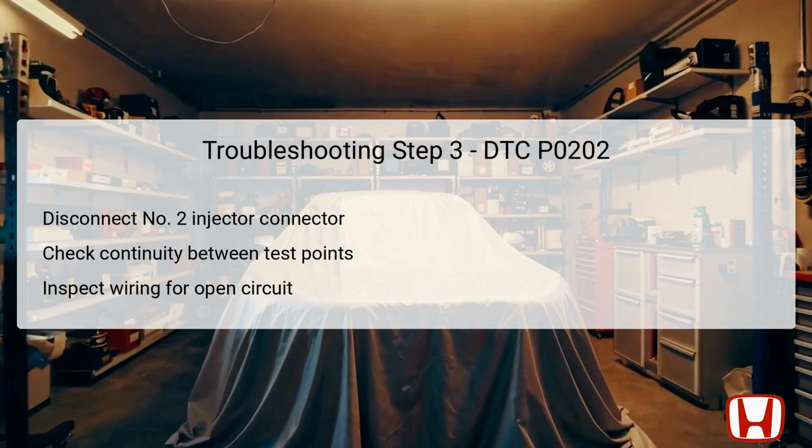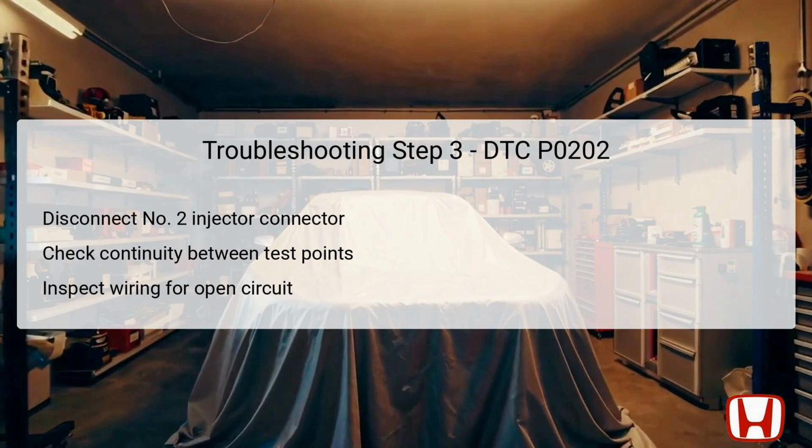In the third troubleshooting step, the focus narrows down to the number 2 injector itself. Begin by disconnecting the number 2 injector's 2P connector, ensuring that no power is being supplied to the injector during the continuity test. Following the disconnection, it's important to check for continuity, specifically between the injector's female terminals and the corresponding terminal on the PCM connector number 1, terminal number 20.